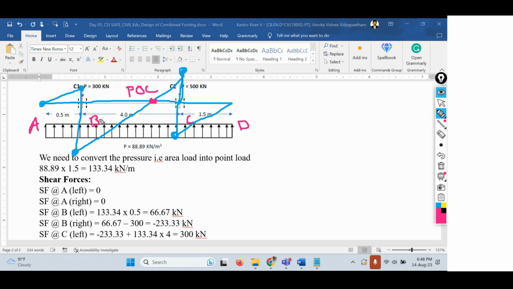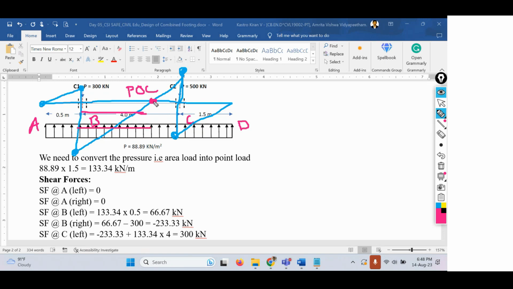So that's where we are going to look into the factor of point of contraflexion. If we don't calculate the point of contraflexion, what will happen? We don't know where we have to provide the maximum reinforcement. Along the downward side, you have huge amounts of negative forces, but you don't know up to what distance the reinforcement has to be provided.